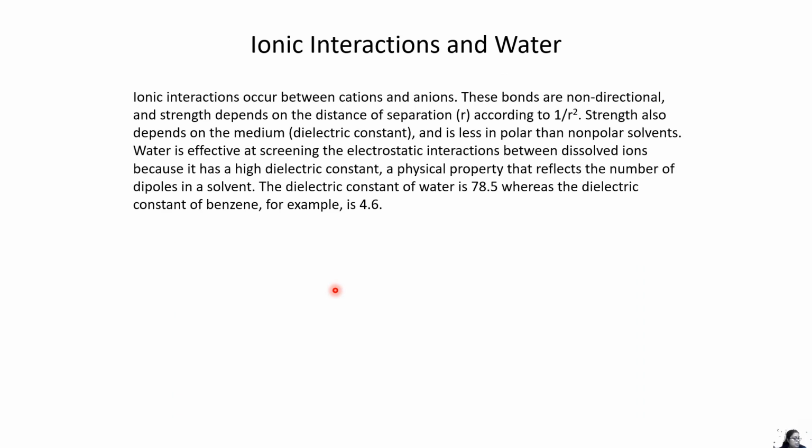Now, ionic interactions occur between cations and anions. These bonds are non-directional and their strength depends on the distance of separation according to 1 by r square. Strength also depends on the medium, the dielectric constant, and is less in polar than non-polar solvents. Water is effective at screening the electrostatic interactions between dissolved ions because it has a high dielectric constant, a physical property that reflects the number of dipoles in a solvent. The dielectric constant of water is 78.5, whereas the dielectric constant of benzene is 4.6.